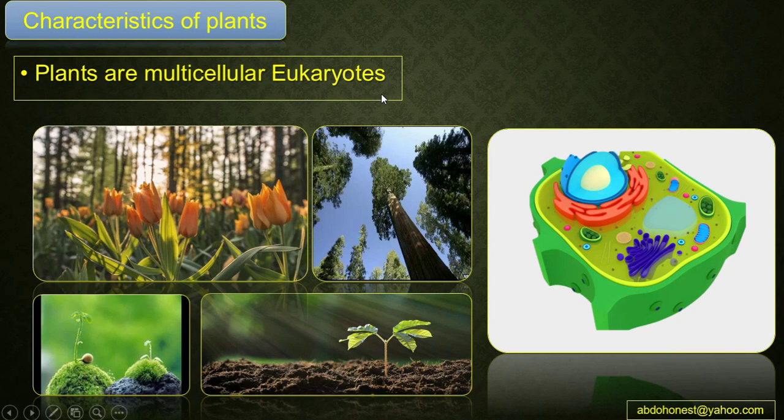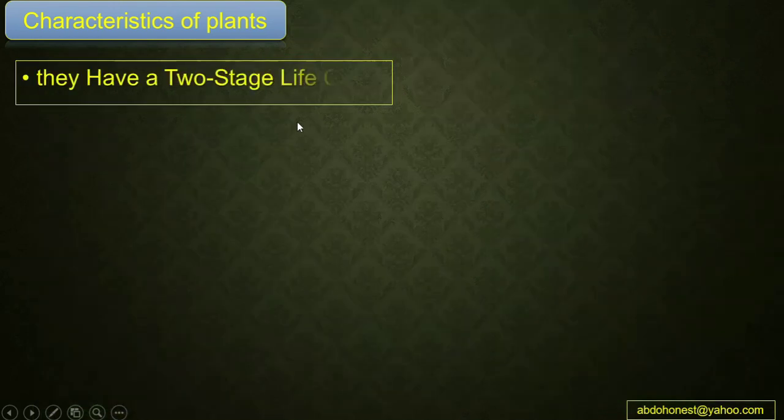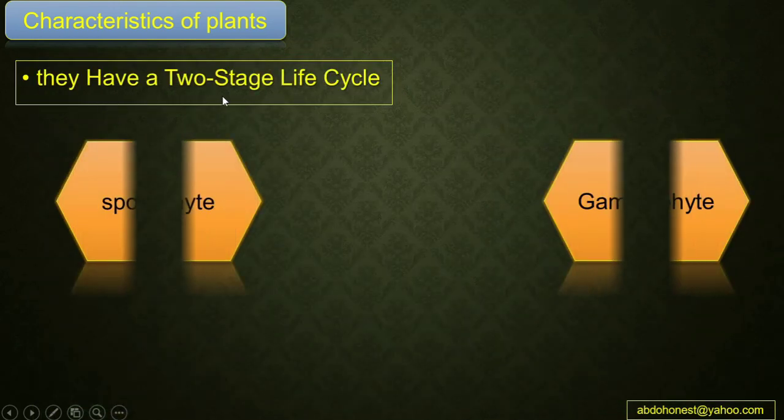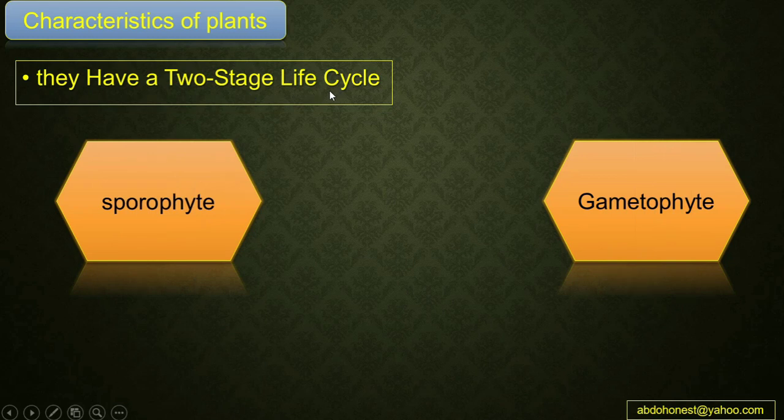And all of them, of course, are eukaryotes, which means they have a nucleus and also they have membrane-bound organelles, like mitochondria, like chloroplast, like contractile vacuole, like a lot of organelles, guys, that are surrounded by membrane. So they are multicellular organisms, and also they are eukaryotes. They have a two stages life cycle, guys. All the plants have a two stages life cycle.